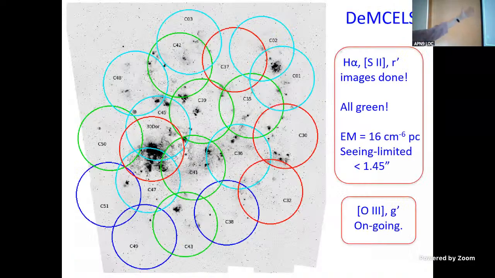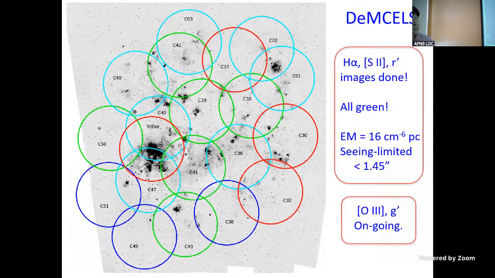Okay. So these are the fields. The LMC is covered by all these fields. These colors represent different degrees of completeness, but in fact, for the H alpha line, sulfur II line and red continuum, it's all complete. So it's all green now. And O III and green continuum are still all red because there's no data yet. We're doing it this fall. All right. And the detection limit is an emission measure of about 16. I would like to be more sensitive, but this is the best we can do.